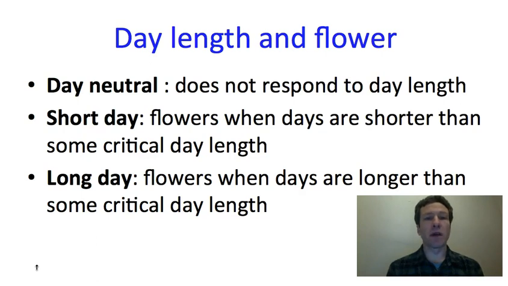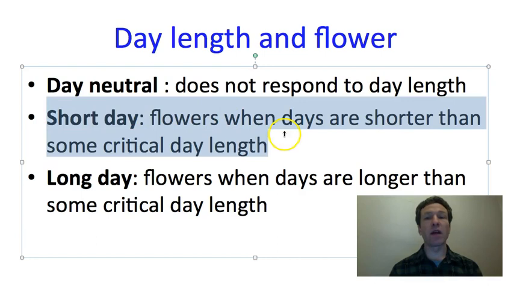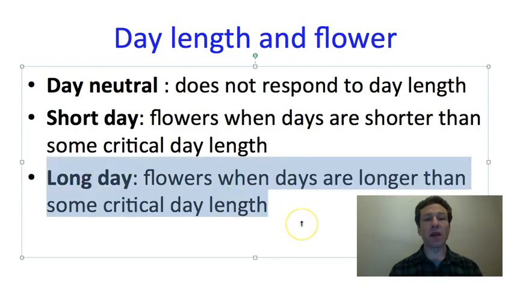With regard to day length, there are three different categories that plants may fall into. The first is day neutral. So day neutral plants do not respond to day length at all. Flowering is controlled by internal signals or perhaps by temperature. Short day plants are ones that flower if days are shorter than some critical length. Conversely, long day plants are those that flower if the days are longer than some critical length.